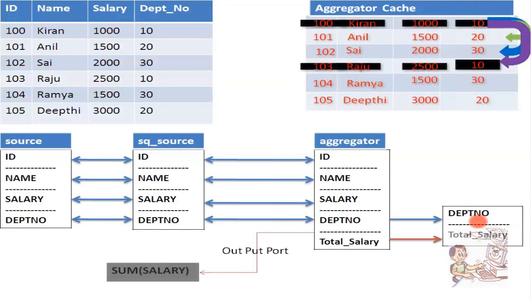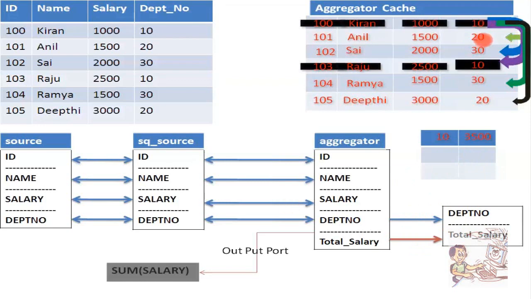Then it will scan the remaining records, 10 equal to 30, 10 equal to 30. Okay, scanning is complete, and it found 2 records for the 10th group. Then it will send those records to output, 10, 3500, because these are the 2 records belonging to the 10th group. So it will process the first group, and this record will be inserted into the target table: DEPT number equal to 10, and the total salaries we are paying for that department is 3500.